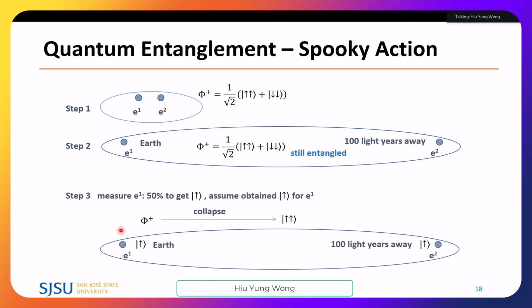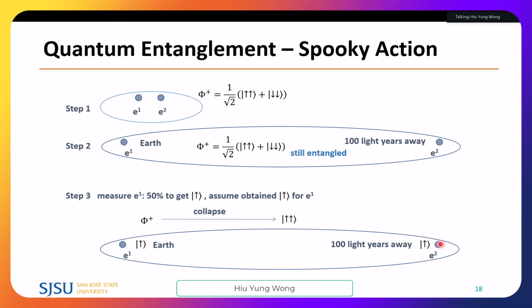Then I try to do a measurement on Earth. Now, as we said earlier, when you do a measurement, what will happen? The state will collapse to its basis state. But now this is a 2-qubit system, so it will collapse to either up or down, because this is a basis state, right? So it has a 50% chance for the one on Earth to collapse to up, or collapse to down. So let's say it collapsed to up. Because the whole system collapses at the same time, the electron 100 light years away will instantaneously collapse to up also, right?